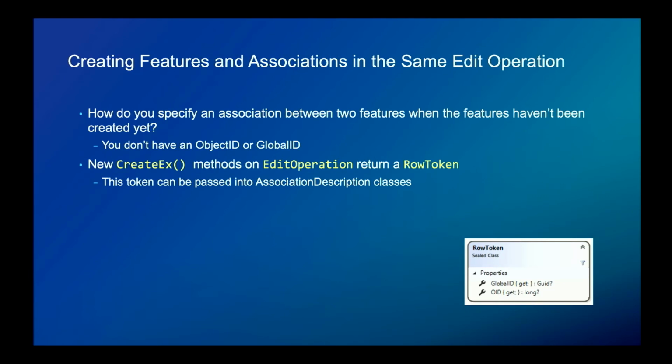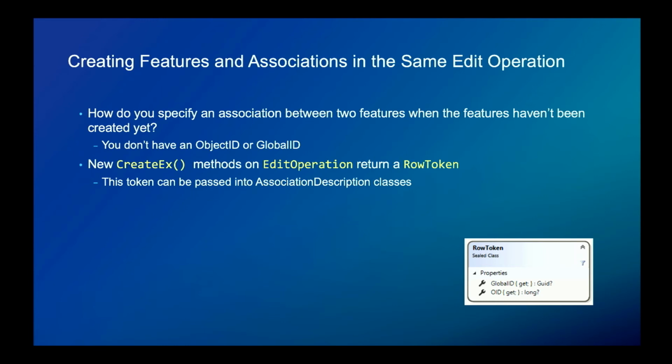So what about when you want to create two features and you want to create an association between them? And you want to do that in one edit operation. So what you do there is you call create, and on the first one, you call create EX. And that returns what's called a row token. And then you call create EX on your other object, and you get back a second row token. And then you use that row token to create your association.